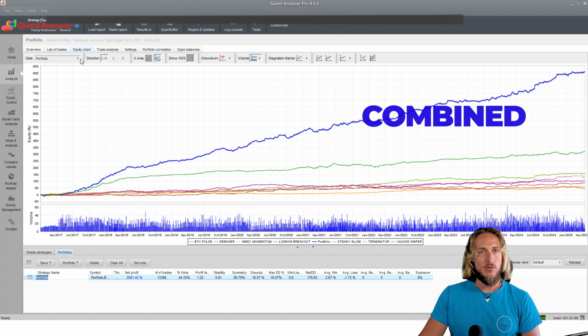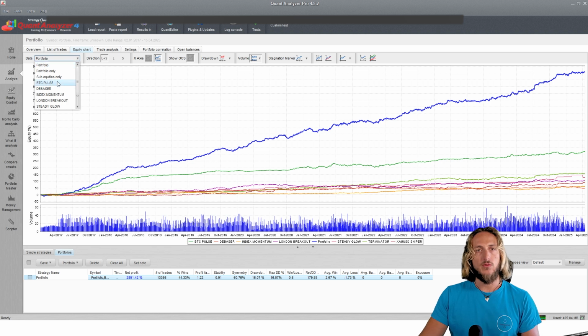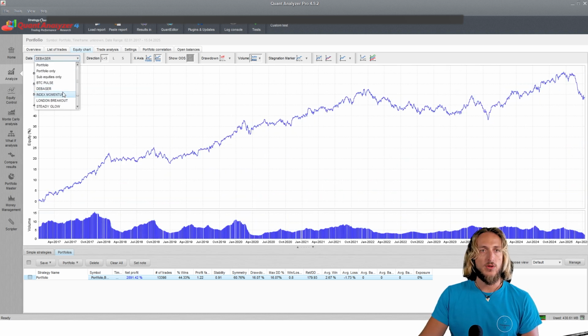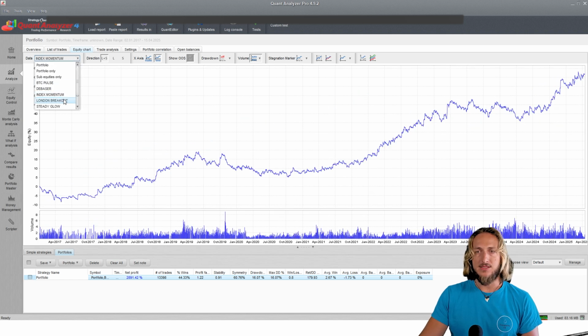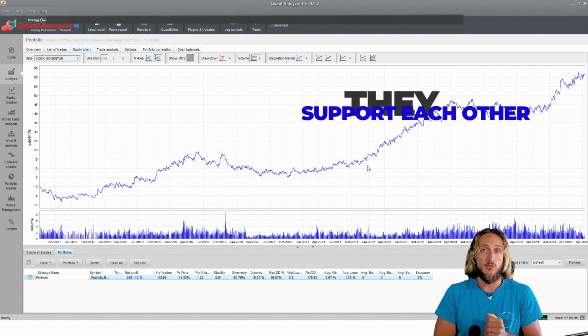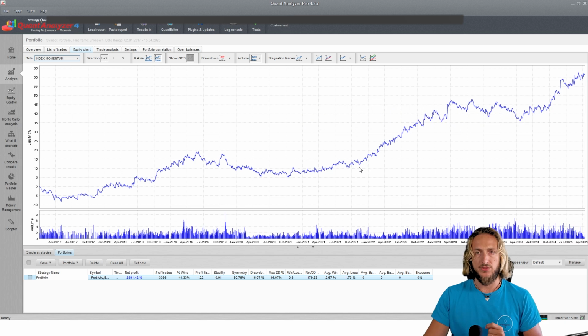Now, if we now remove the portfolio, okay, we go for just, for example, one, okay, or the other one, or the other one. As you can see, none of these strategies just go up in a straight line. They have periods where the strategy is flat because the price action, maybe this is a trend following strategy, and the price of the pair that is trading is actually moving horizontally, is consolidating. So the strategy will suffer. But one of the other strategies in the portfolio is actually a trend following strategy.